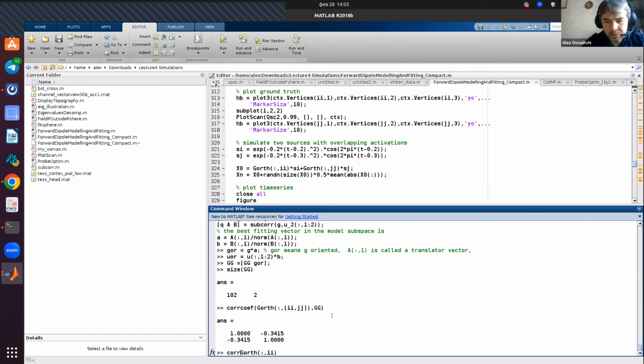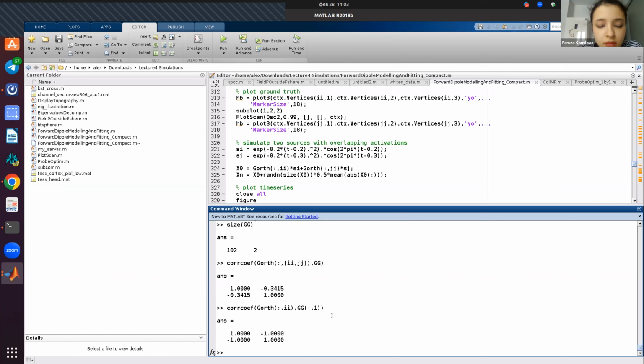Corr of G ort II with GG1. Yeah. So see, it's almost, I mean, it was negative, but it just corresponds to the dipole, which is oriented in the opposite direction, but it doesn't matter because the time series will be just negative. But the orientation, you multiply the opposite orientation by the negative activity, you'll get back the data. Okay, and then for the JJ, the second one should be a little less, maybe a little less, but still pretty good. Okay, and then again the same trick.